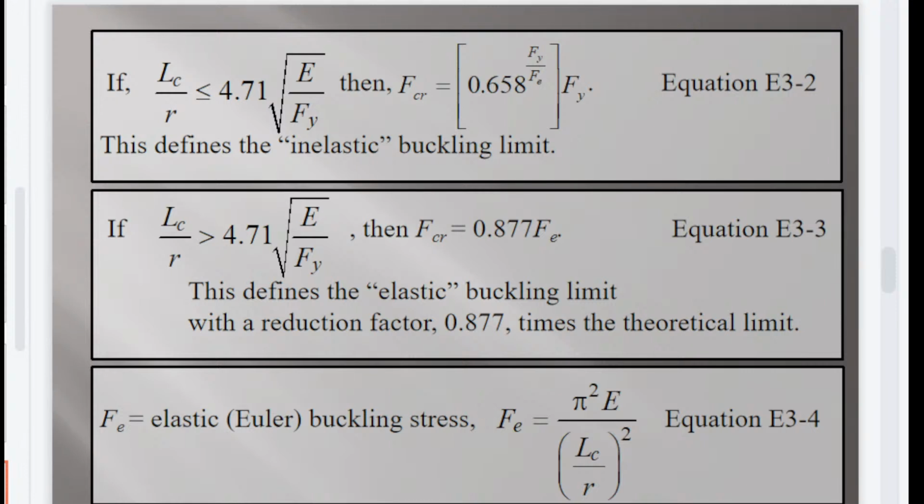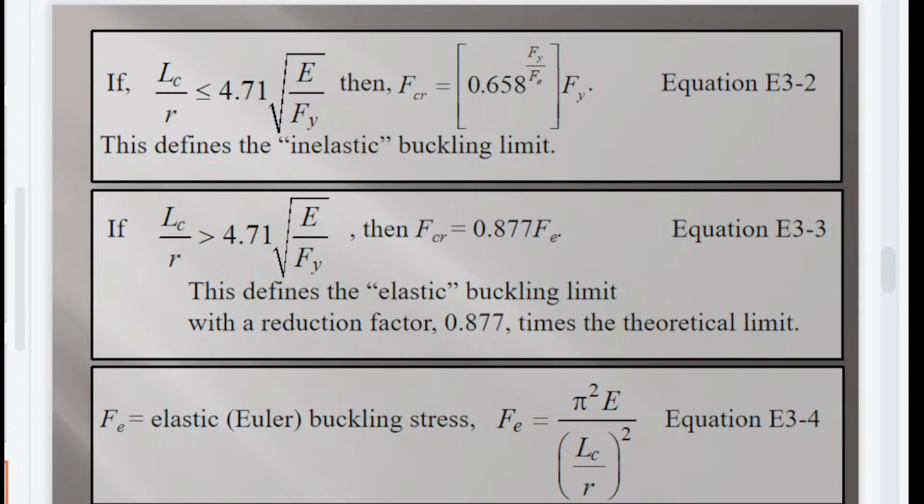So, take note of this: the threshold is 4.71. Now, if Lc over r is less than or equal to 4.71 times the square root of E over Fy. Take note, E over Fy. We always have to take the square root of E over Fy. E and Fy have the same unit, so it cancels out and is unitless. Lc over r is also unitless because they have the same unit, inches or feet.